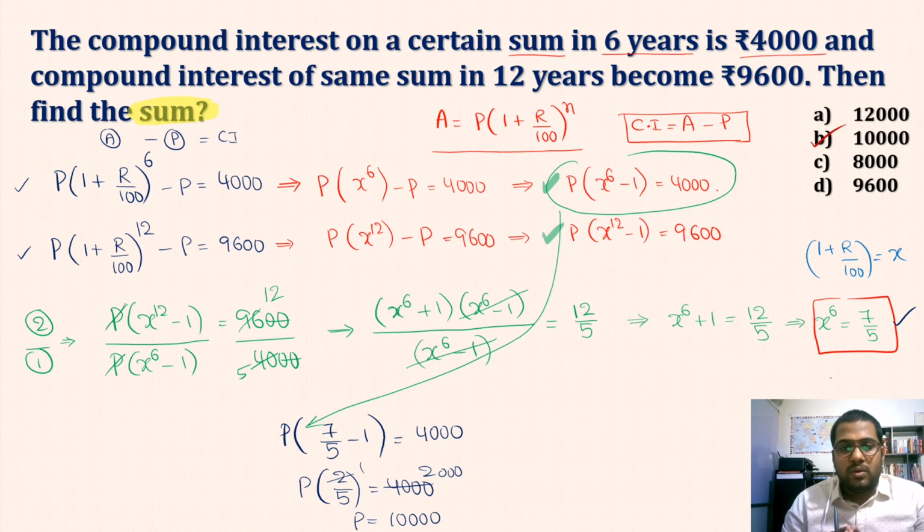You need to solve two equations, and that will give you the X value: X power 6 is equal to 7 by 5. Substitute X power 6 in any of these two equations and you'll get the P value. P is 10,000 rupees.